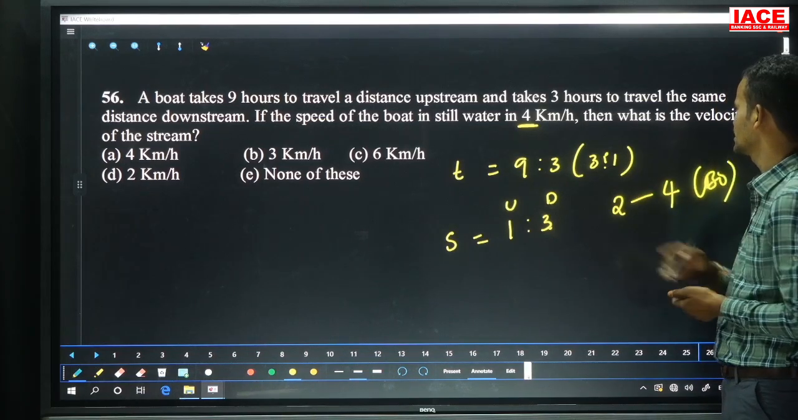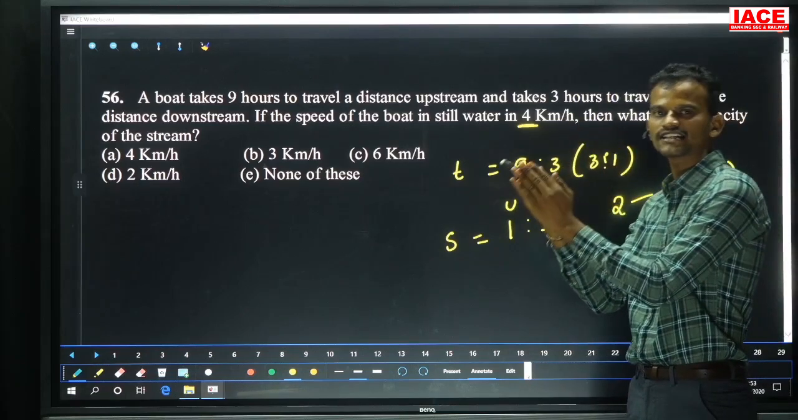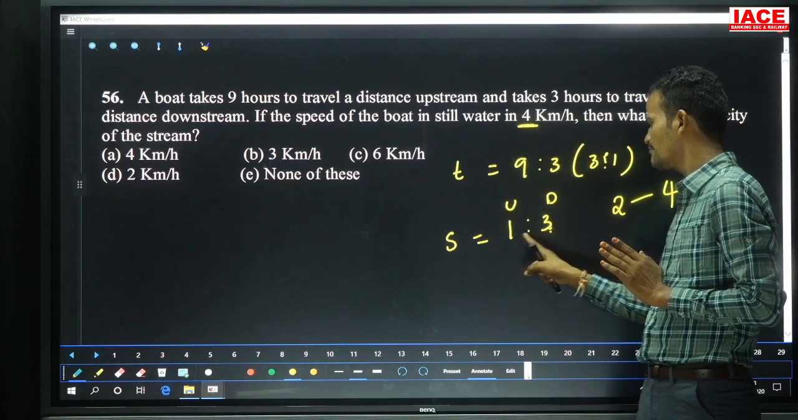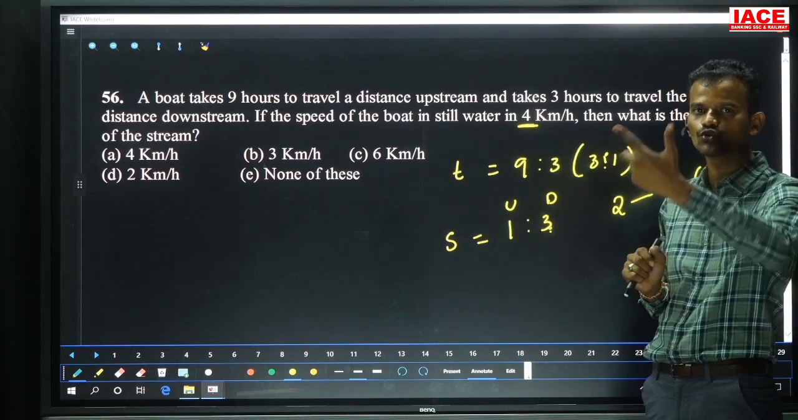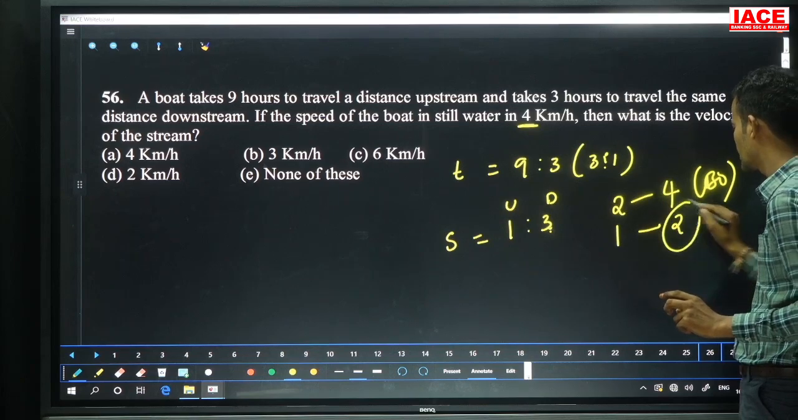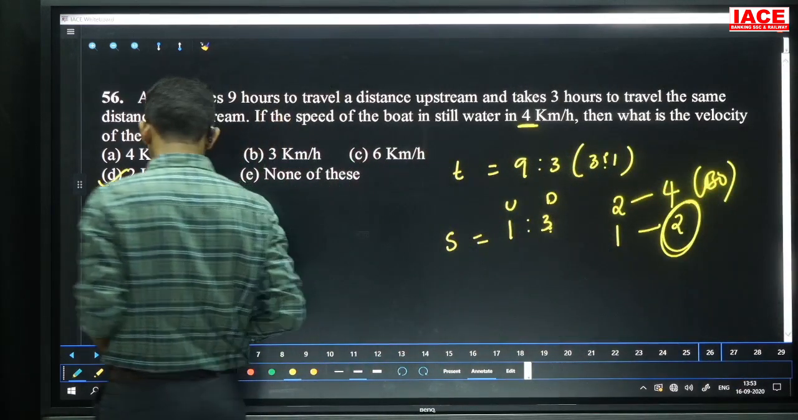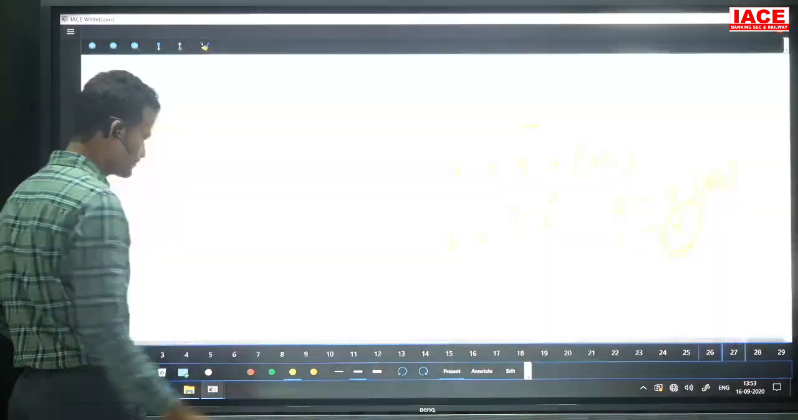Now what is the next thing? What is the velocity of stream? Stream means boat speed minus water speed. That means 3 minus 1. 3 minus 1 is how much, sir? 2. 2 by 2, how much, sir? 1. So 2 is equal to 4 means 1 is equal to 2. What is the speed of the water, sir? 2 kilometer per hour. So option D. Clear? See the next one.